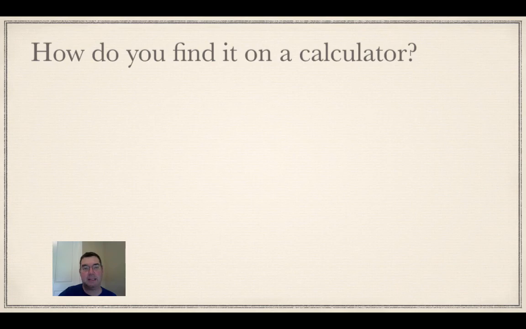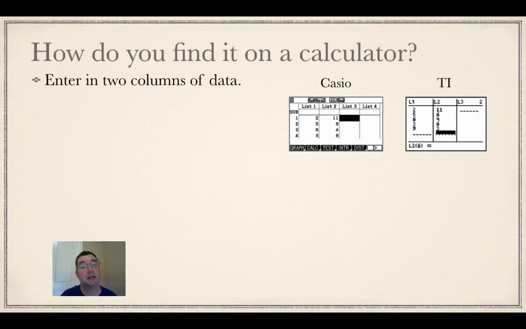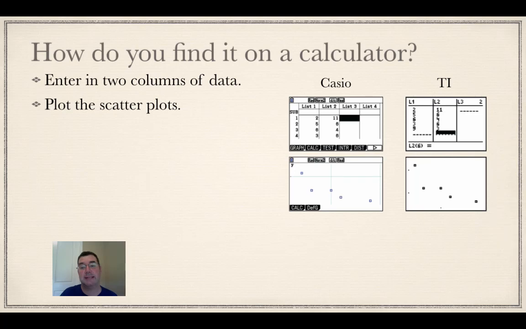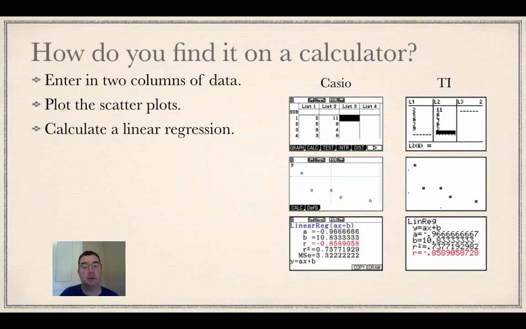How do I find this on a calculator? Well, first I take all of my x's and y's and I put them in a calculator in the statistics editor, making 2 columns. I plot the scatter plot just so that I can see what those dots look like. And then I calculate a linear regression. It's different on each calculator. If you don't know how to do that, I can show you. Also, you need to make sure that your diagnostics are turned on so that you see the values of R and R squared. If you don't know how to do that, I can show you that as well.